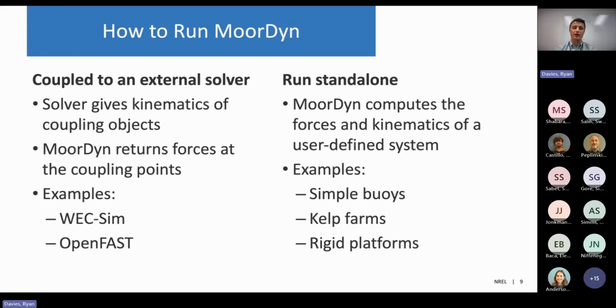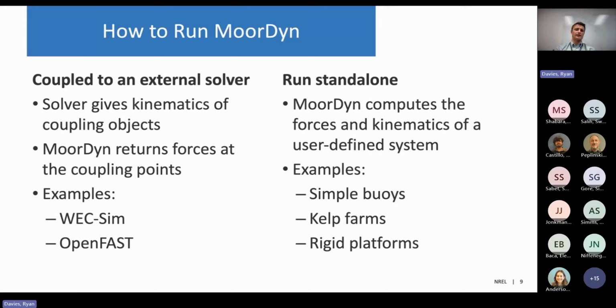But how do you actually run the code, if you have all these systems built and set up? There are two real ways to do this, and they both require an external driver script. You can either use an external solver. This is where MoorDyn is interfacing with another model and telling the model what the mooring system is doing to the given system, and then the model tells MoorDyn what the system is doing to the mooring system.